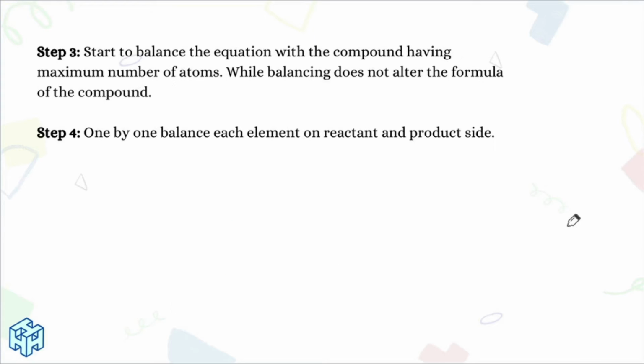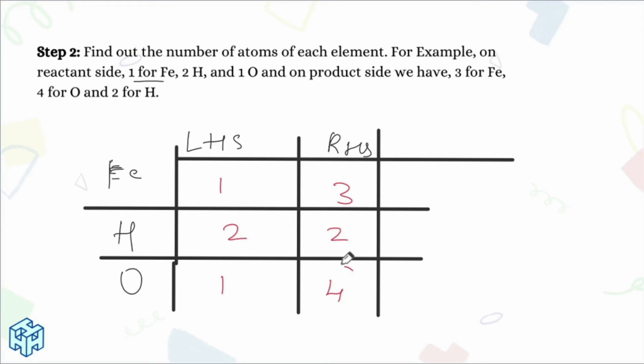Now, the next step is to start balancing with the maximum number of atoms. Which has the maximum number of atoms in this equation? Here, let us understand. This one, because 4 plus 1 is 5. Let us balance it. In RHS we have 4 elements, yes or no? So we need 4 elements here also.